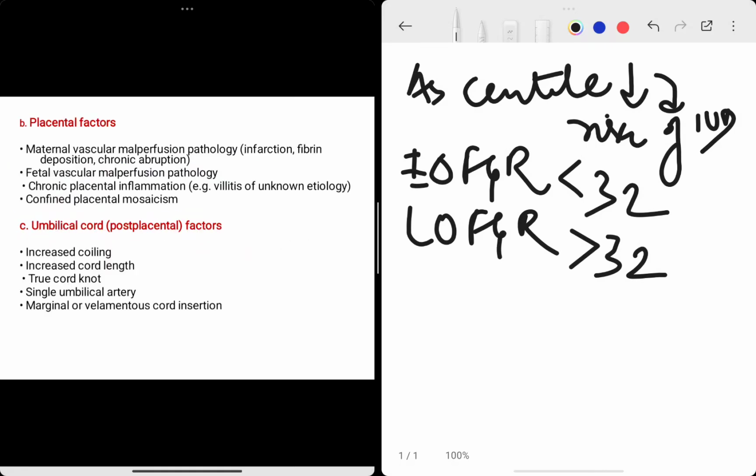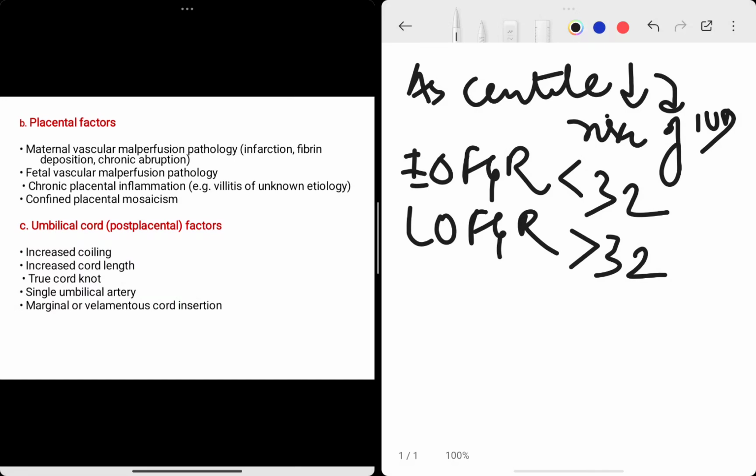Now coming to the placental factors, which include the maternal vascular malperfusion pathology. Placental factors include a defect within the placenta, either placental infarction, fibrin deposition or chronic abruption. This cuts the blood flow from the placenta to the fetus, so this is known as maternal vascular malperfusion pathology. If maternal vascular malperfusion pathology is there, then there can be fetal vascular perfusion pathology also, meaning the fetal side of the placenta is having some abnormality.